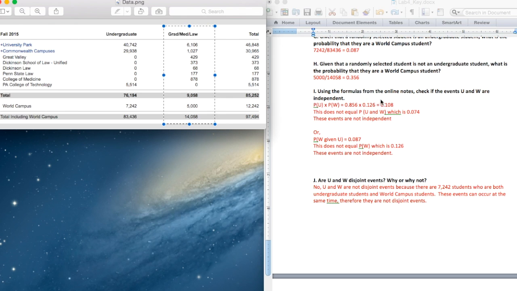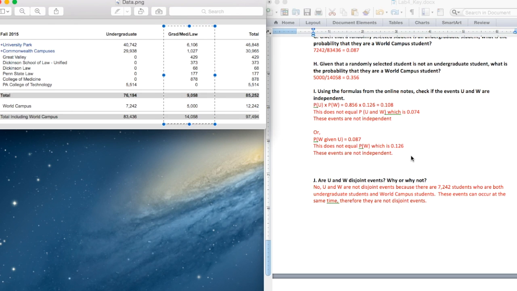I, using the formulas from the online notes, check if the events U and W are independent. So P of U times P of W equals 0.108. This is not equal to the value of P of U and W that we computed earlier, which was 0.074. So these are not independent events. And we could really stop there, because with those 3 formulas for checking for independence, if any one of them is false, then all 3 are false.